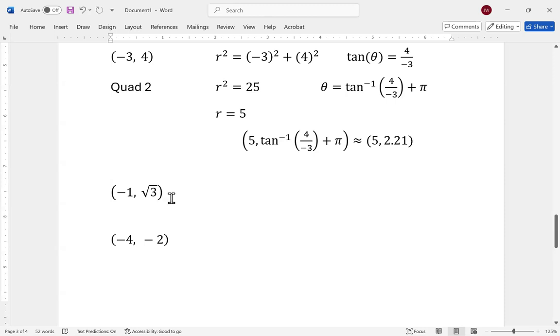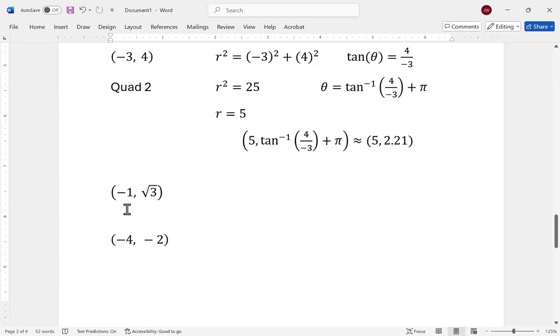If you want to try these next 2 points on your own, push pause on the video. In a couple of seconds, I will show you how these are done. Okay, so we're going to do them the exact same way we did these.